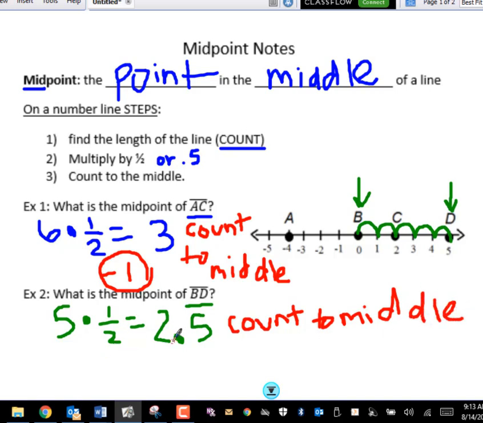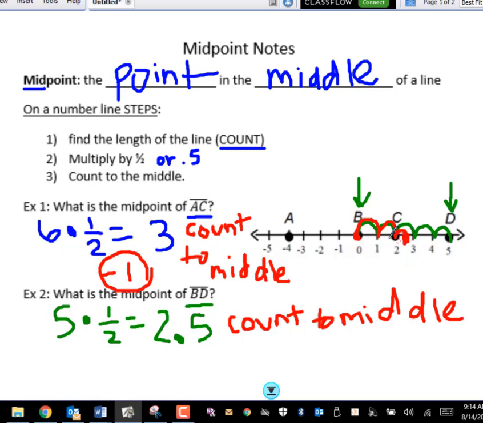Okay, so I'm going to count 2.5. Where am I going to start? I'm going to start at B or D, doesn't matter. So I'm going to start at B. I'm going to count towards D 2.5 spaces. So 1, 2, and a half. 0.5 means, well, you're not going all the way to the next number. You're going in the middle between the two whole numbers. So that if I'm not on a whole number, that tells me my answer has to be a decimal.